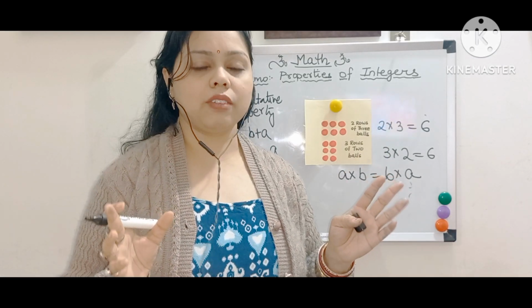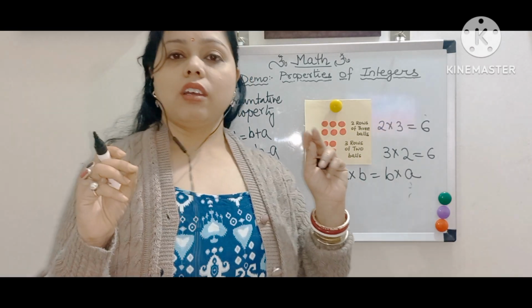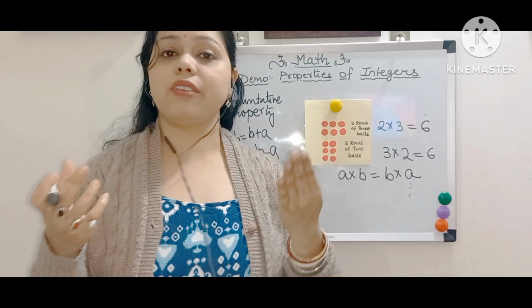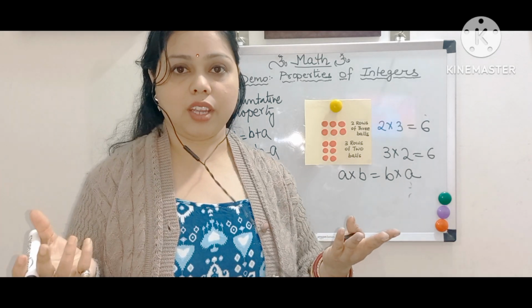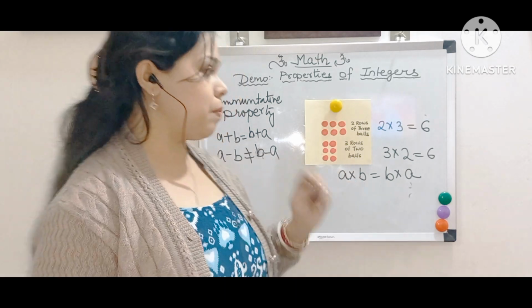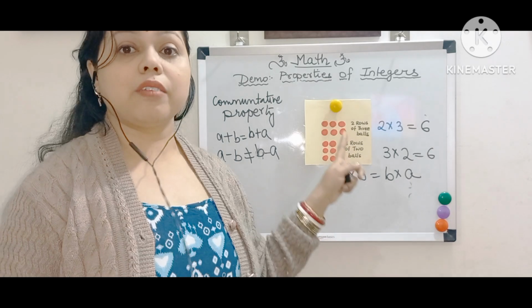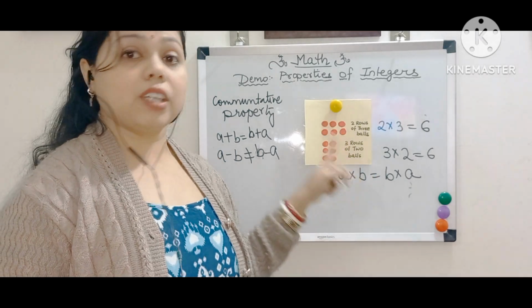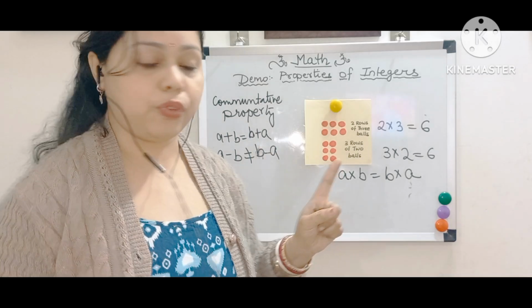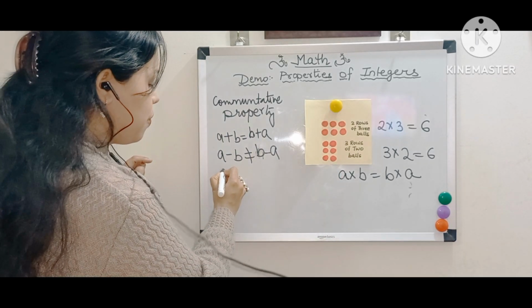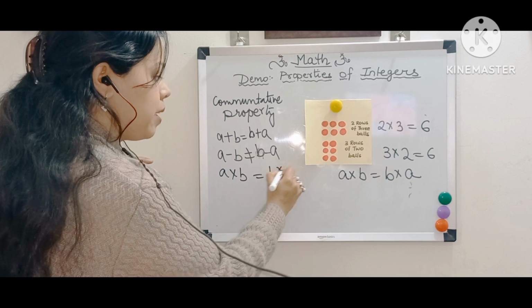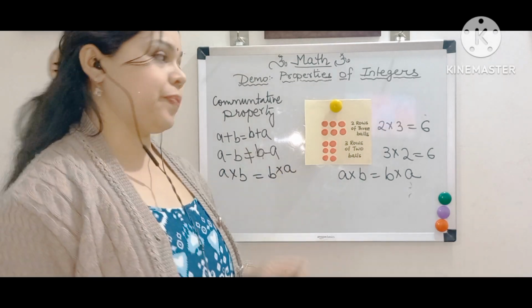You can also take one more example. Everyone knows the table, right? So 3 multiplied by 5 is 15, and 5 multiplied by 3 is also 15. You are getting the same result. That means the commutative property under multiplication will be fulfilled. So A multiplied by B is equal to B multiplied by A.